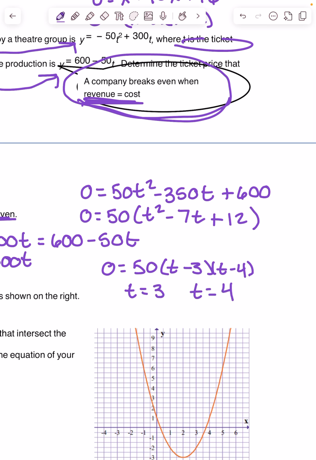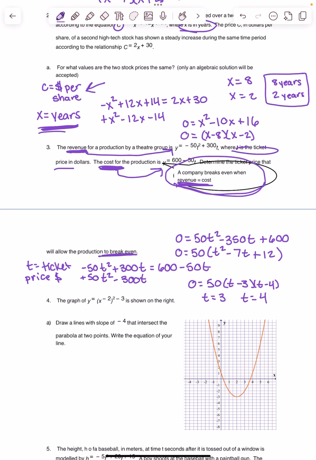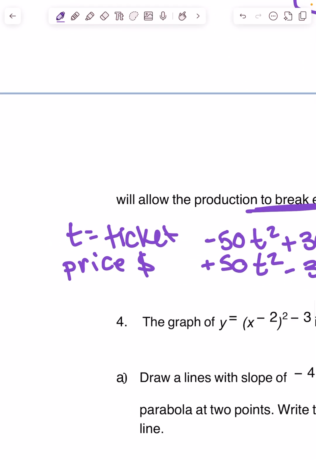So let's put those answers in context of our question. This question is asking us to determine the ticket price that will allow the production to break even. So there's actually two ticket prices here. They could sell the tickets for $3 or $4 and break even.